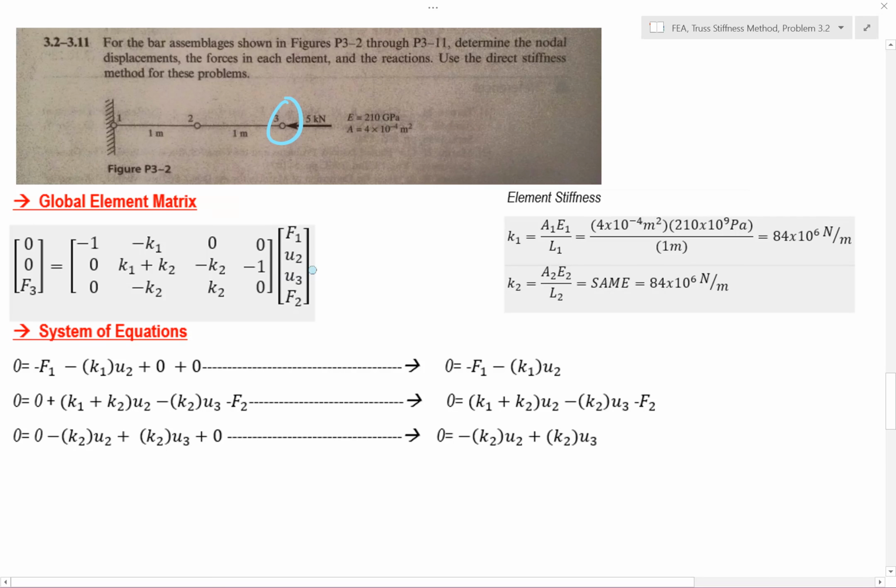Let's move on to force 3. That's represented here. Okay, so that gives us this entire thing. And if you notice, this is a typo right here. This F3 is supposed to be right here. So this right here is supposed to be negative 5,000, right?